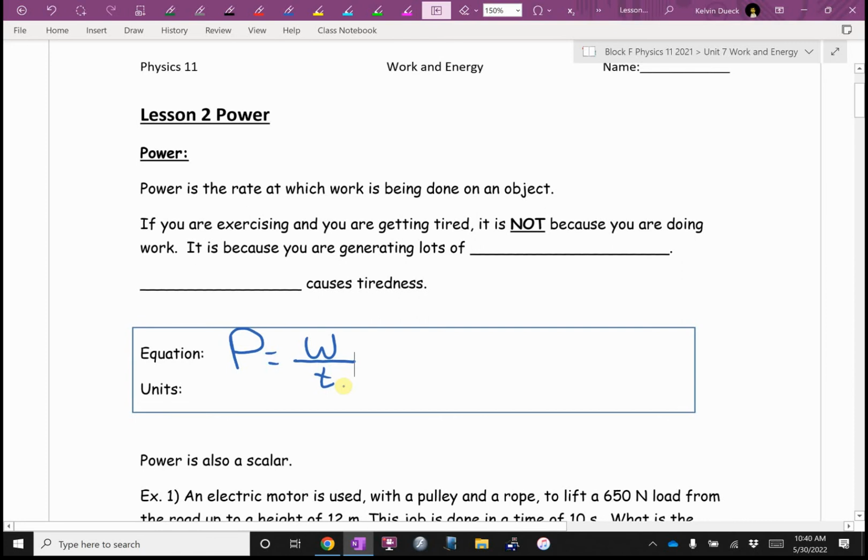If you're exercising and you're getting tired, it's not because you're doing work. It's because you're generating lots of power. Power causes tiredness.